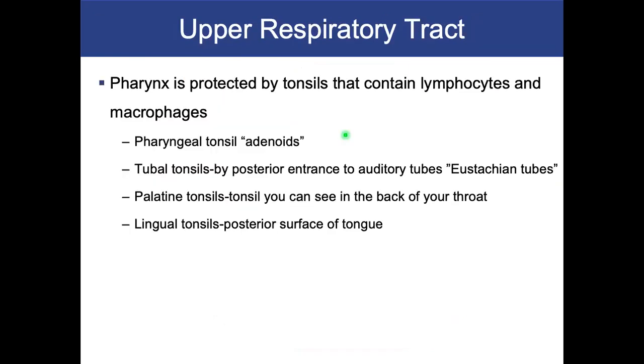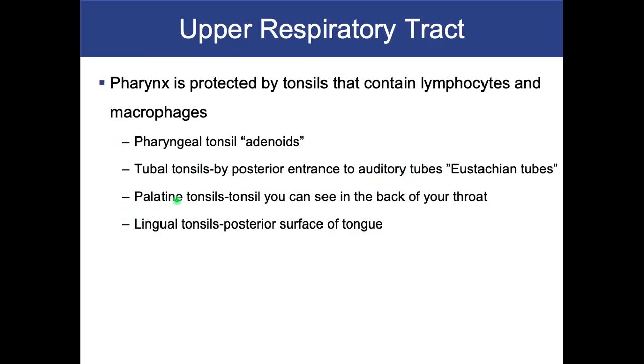Your pharynx is protected by tonsils that contain lymphocytes and macrophages. You have 4 different types of tonsils, or 4 sets of tonsils. The pharyngeal tonsils are considered to be the adenoids. These are the ones that people usually have issues with, or that they get burned out or removed, if you will. Then tubal tonsils, those are by the posterior entrance of your auditory tubes, or your eustachian tubes. The tubes connect your inner ear to your throat.